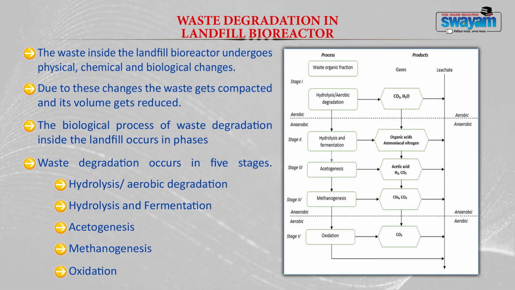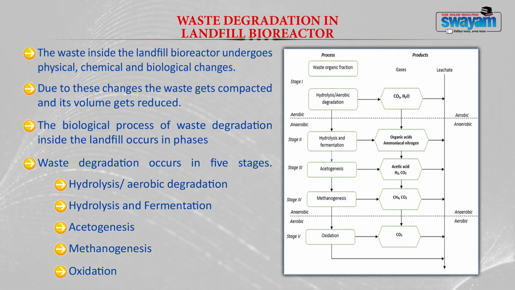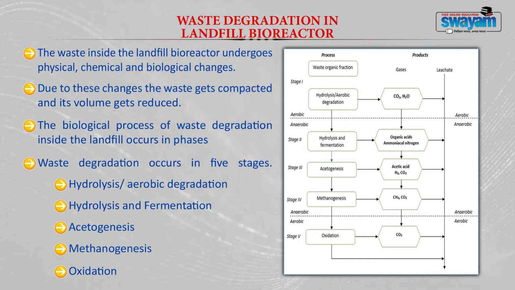You can see different types of bacteria are involved in different phases. In stage 1 and stage 5, oxygen plays a major role in degradation. Initially, when the waste is loaded, it contains a lot of oxygen, and hence aerobic degradation takes place and results in the production of carbon dioxide and water. Further, from stage 2 to stage 4, anaerobic degradation takes place, and here organic acids are produced, which are further consumed and converted into acetic acid, and this acetic acid is further converted into methane and carbon dioxide in the methanogenic phase by methanogenic bacteria. Once this is formed, finally oxygen once again enters the system, and then it undergoes aerobic degradation and converts into carbon dioxide.